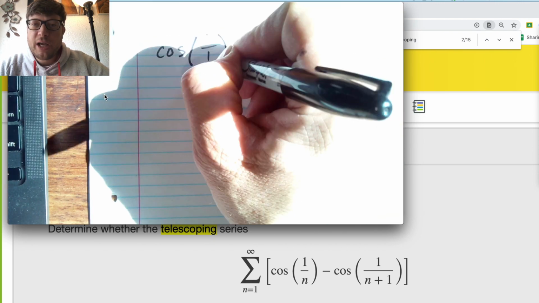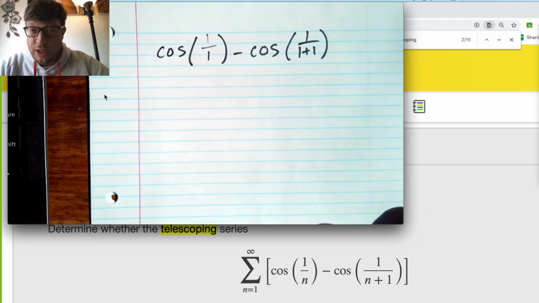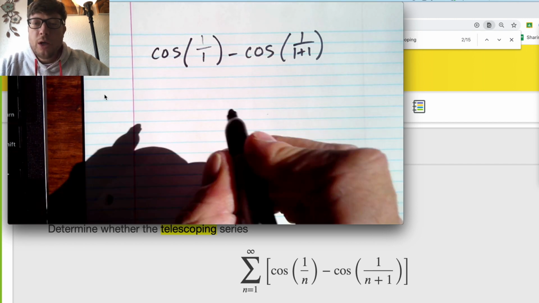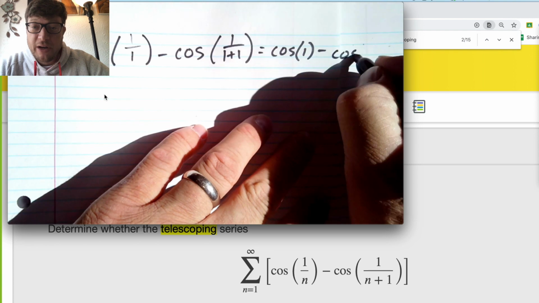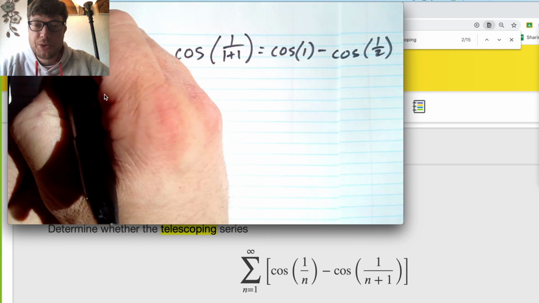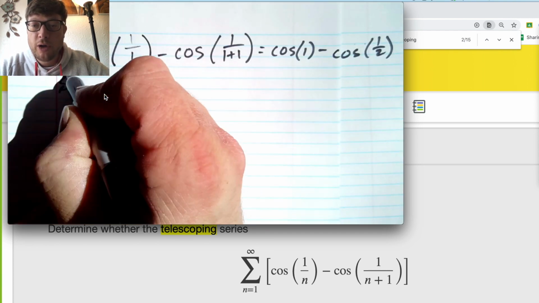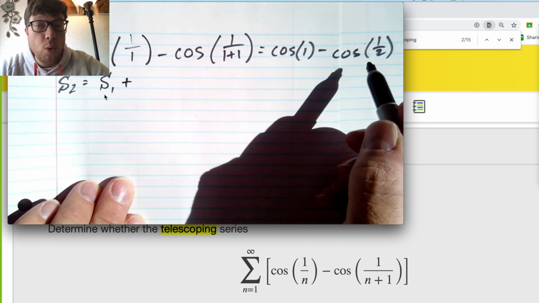We're looking specifically at an example that was in the text, notes style. What if we're looking at the summation of the series from 1 to infinity for what you see there at the bottom of the screen: cosine of 1 over n minus cosine of 1 over n plus 1.